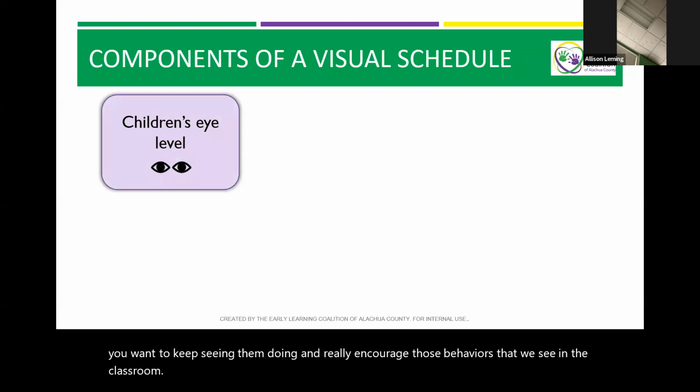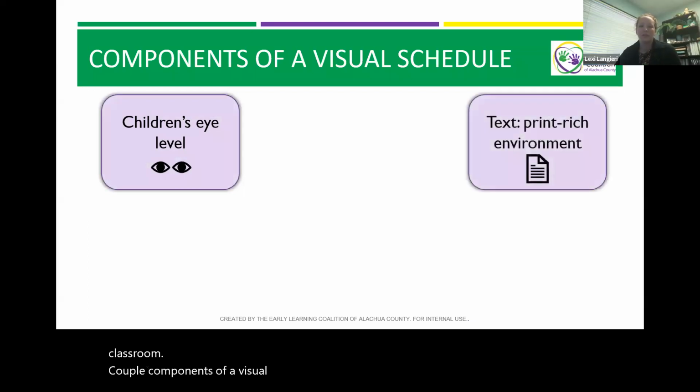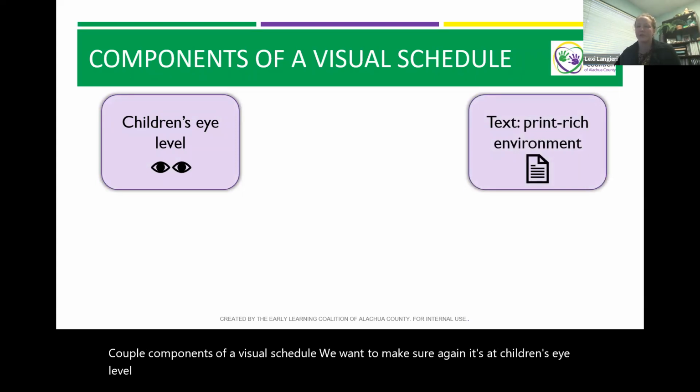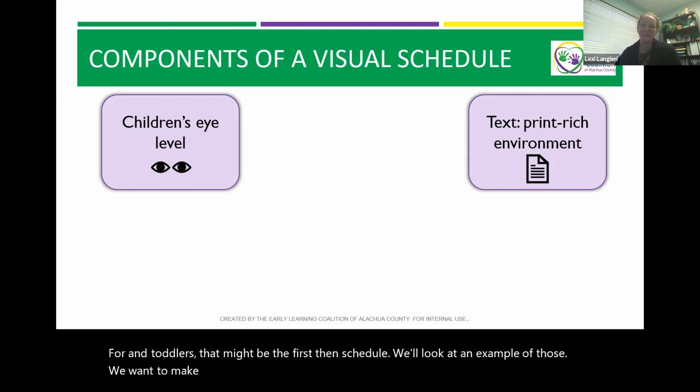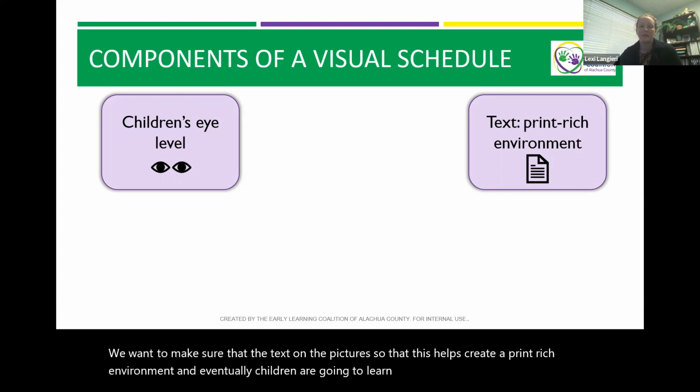A couple of components of a visual schedule. We want to make sure, again, it's at children's eye level. So if it's a preschool class, make sure that it's low enough that they can see it. For infants and toddlers, that might be the first-then schedule. We'll look at an example of those. We want to make sure that there's text on the pictures so that this helps create a print-rich environment. And eventually children are going to learn that that text means something, it stands for something just like the picture does.